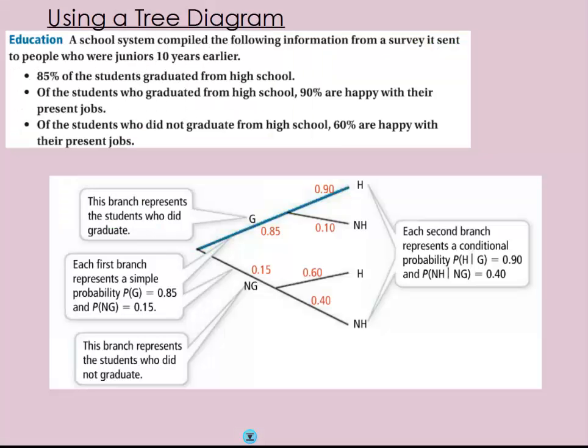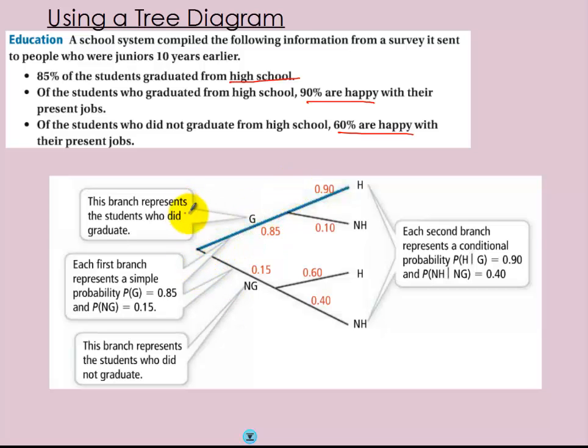All right, next one. Sometimes we use a tree diagram to state conditional probabilities. This is what your tree diagram will look like. A school system compiled the following information for a survey sent to people who were juniors 10 years earlier. 85% of students graduated from high school. Of the students who graduated from high school, 90% are happy with their jobs, so 10% are unhappy. Of students who did not graduate from high school, 60% are happy with their present jobs, so 40% are not happy. This is a tree diagram.